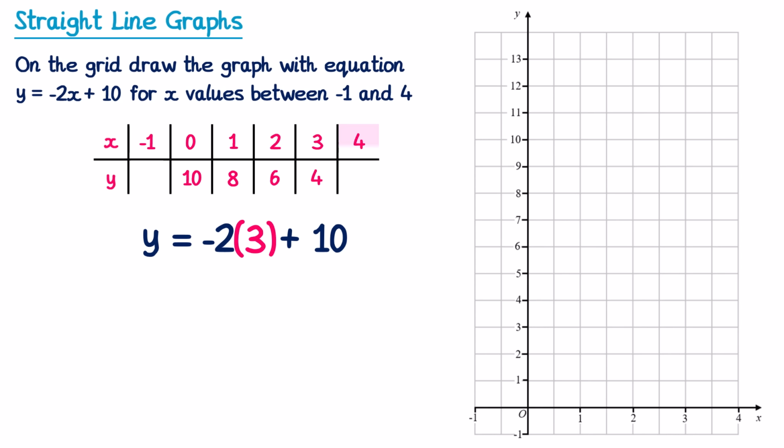And let's move on to when x is 4. Negative 2 lots of 4 plus 10. Negative 2 times 4 is negative 8. And negative 8 plus 10 is 2. So when x is 4, y is 2.